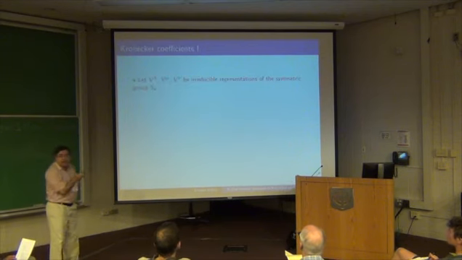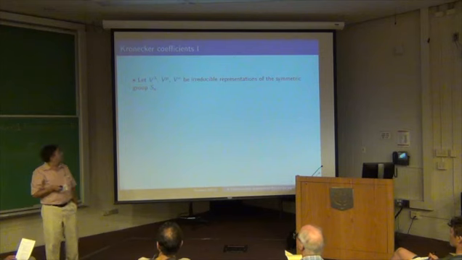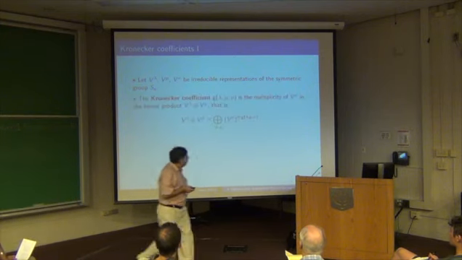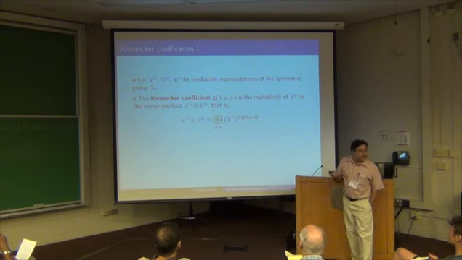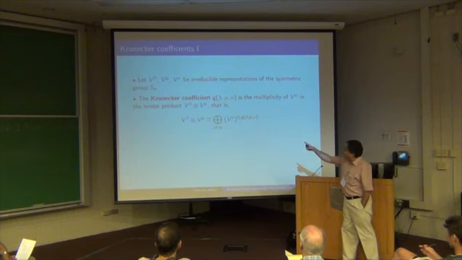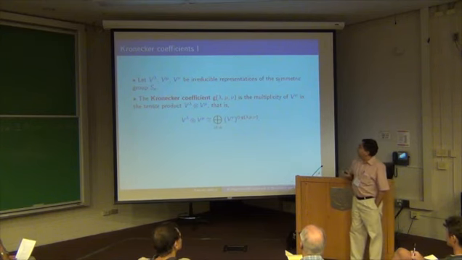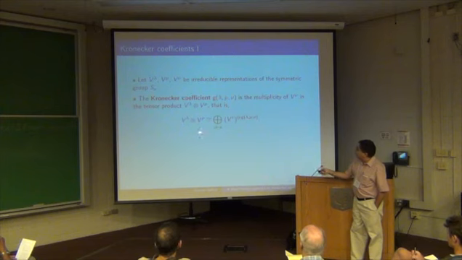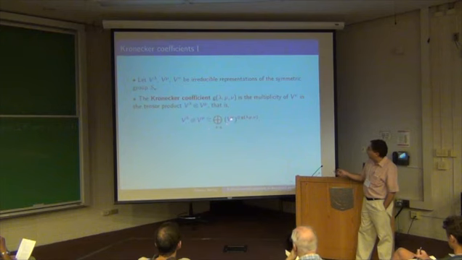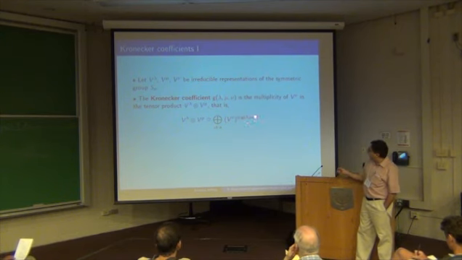Let's start with three irreducible representations of the symmetric group, S_n. Then the Kronecker coefficient g_{lambda mu nu} is by definition the multiplicity of the irreducible representation V_nu in the tensor product of the other two representations. So if you have the tensor product, it's a representation of the symmetric group, and you can decompose it into irreducibles, and each irreducible appears with this multiplicity. So these numbers are non-negative integers, and we are interested in those non-negative integers.